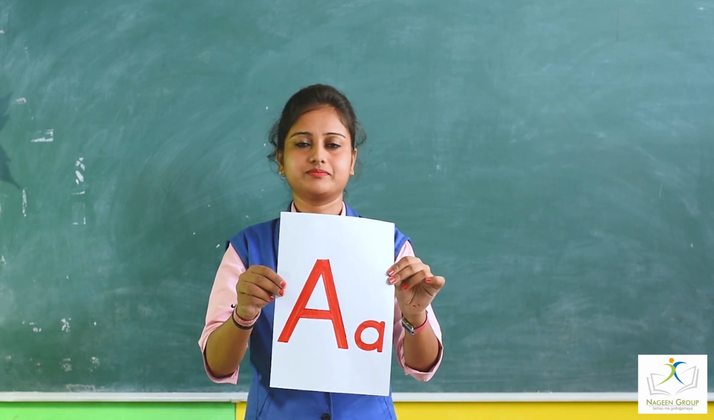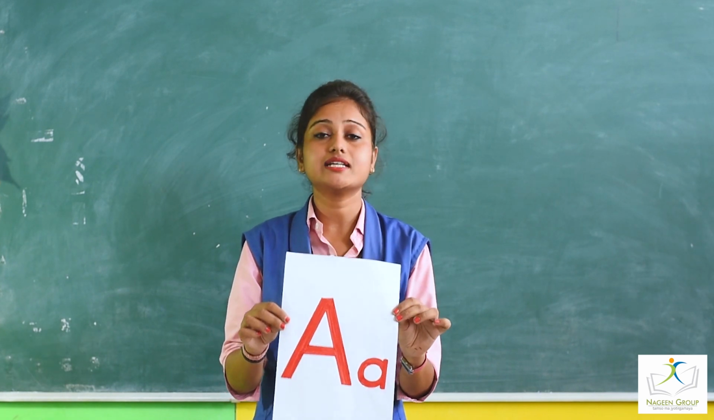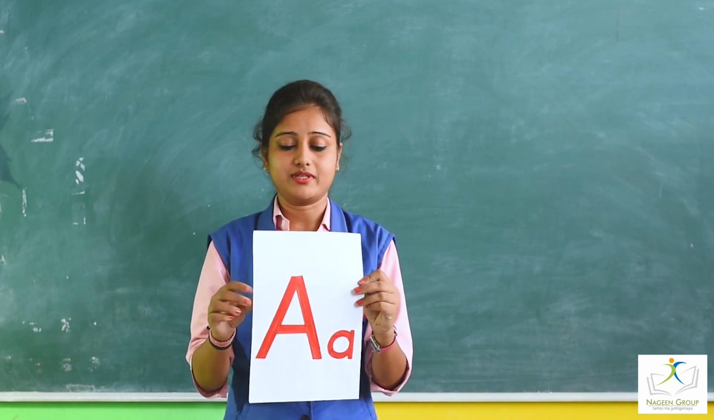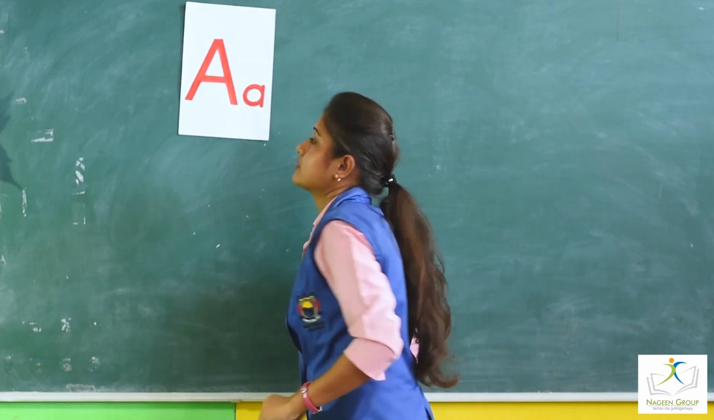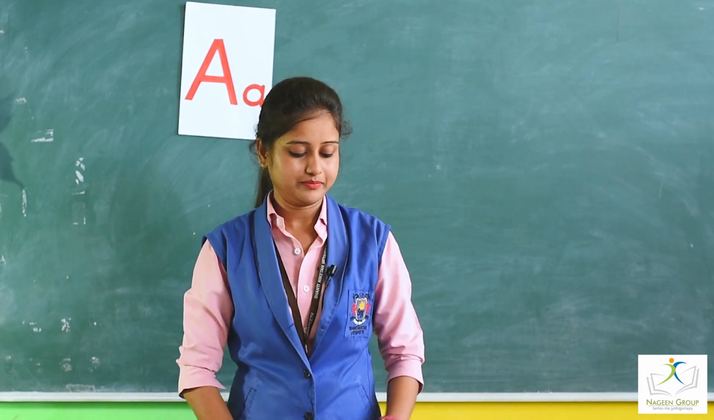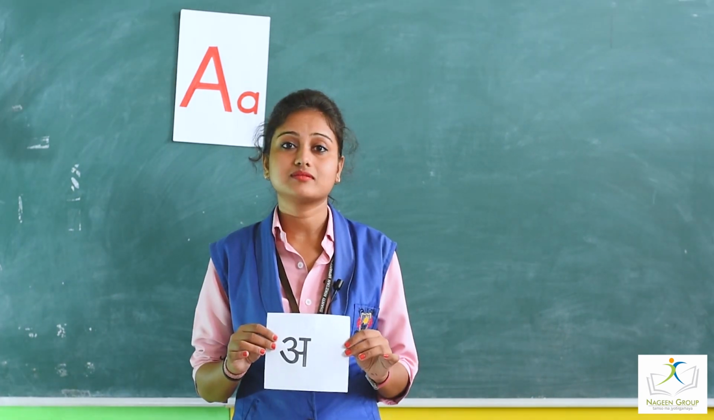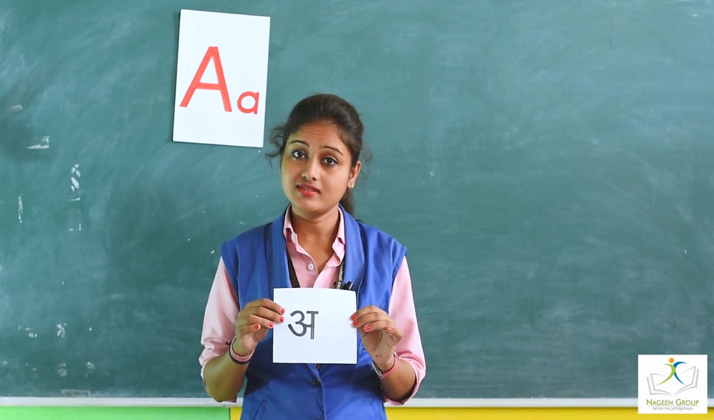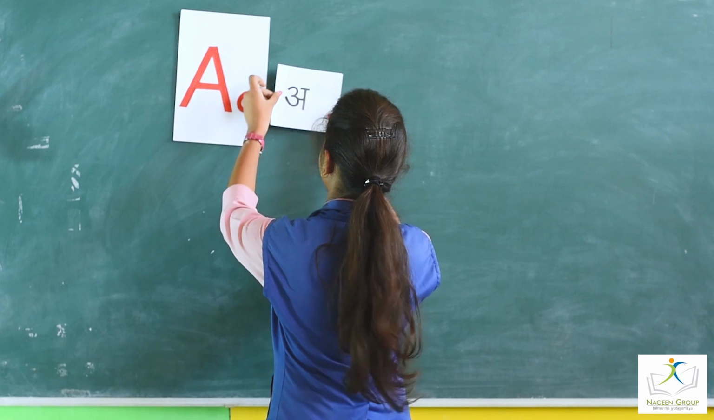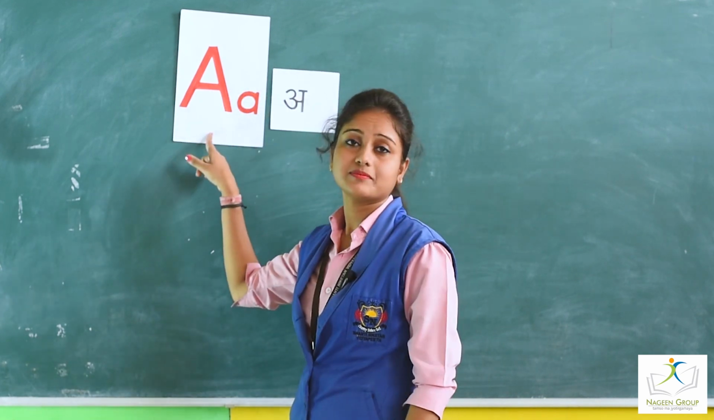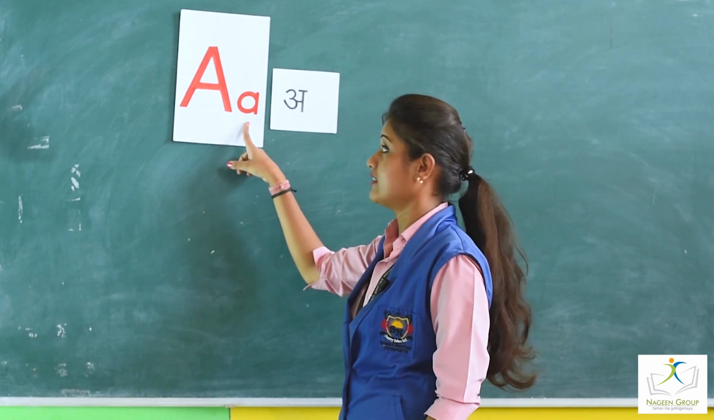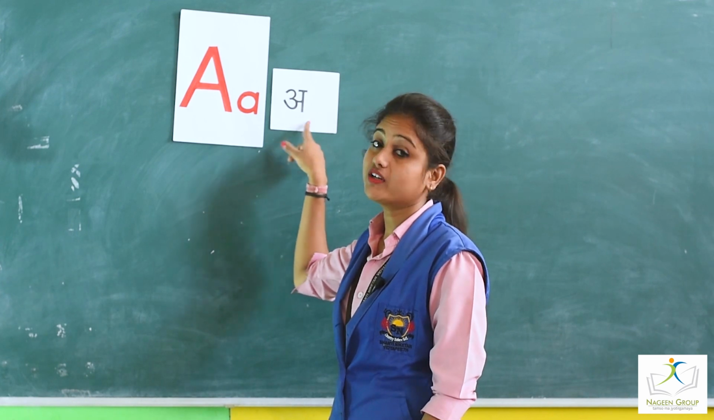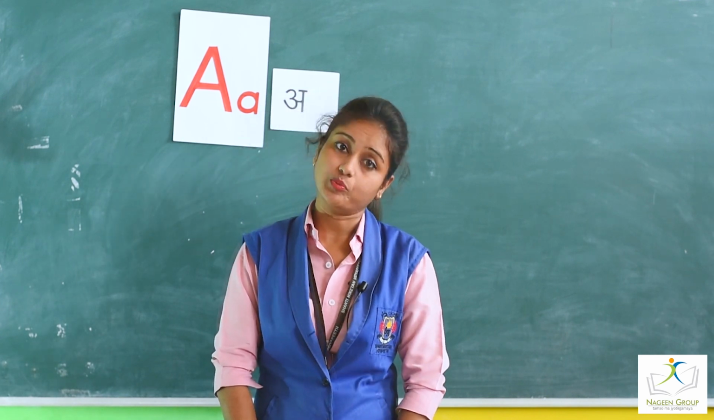What is this? This is letter A. Letter A is the first letter of the alphabet. Next, what is the sound of letter A? It's A. The sound of letter A is A. What is this? This is A and this is small a. The sound of letter A is A. What are the words that start with letter A? It's apple, ant and aeroplane.